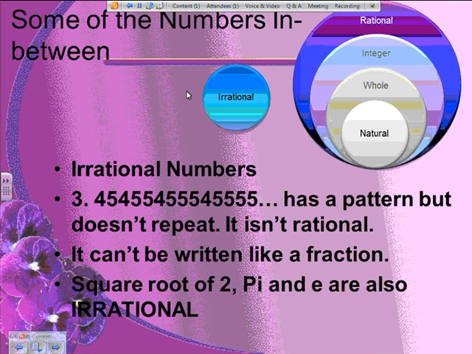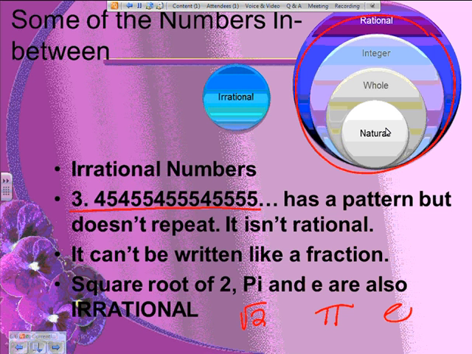Irrational numbers are in their own little bucket off to the side. They're not rationals. They don't fit inside this other container. They are numbers that have a decimal expansion that does not repeat. So you'll notice this number that we have here, 3.45455455, has a pattern, so you do know what comes next, but it is not rational because it can't be written like a fraction. Some other numbers that are irrational are square root of 2, pi, and e.